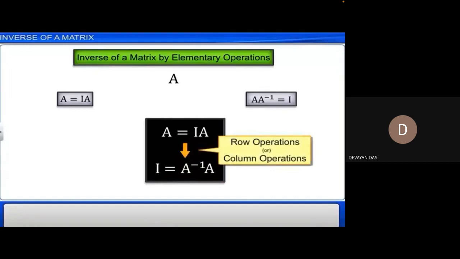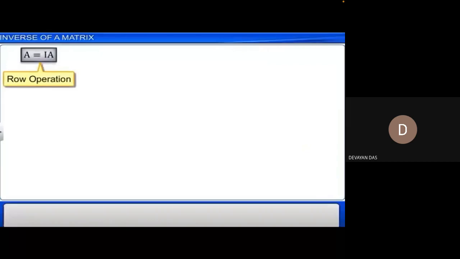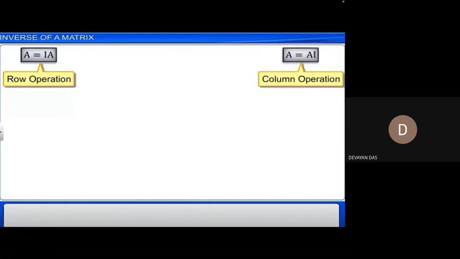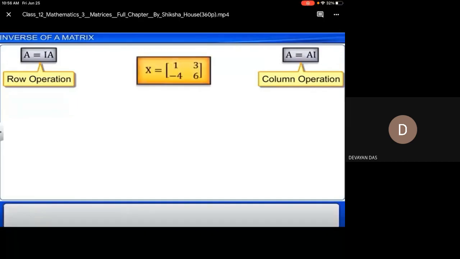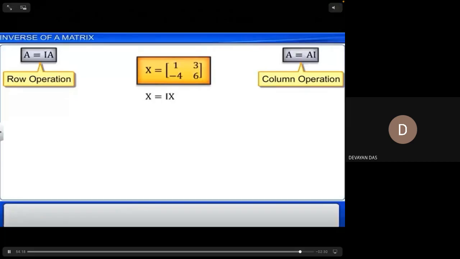Transformations, whenever you are doing them, can be row operations or column operations. Whenever you have the A equals IA form, row operations should be done. Whenever you have the A equals AI form, column operations should be done. So be careful. When an example problem is explained, it is easy to understand. So a matrix X is given to you.